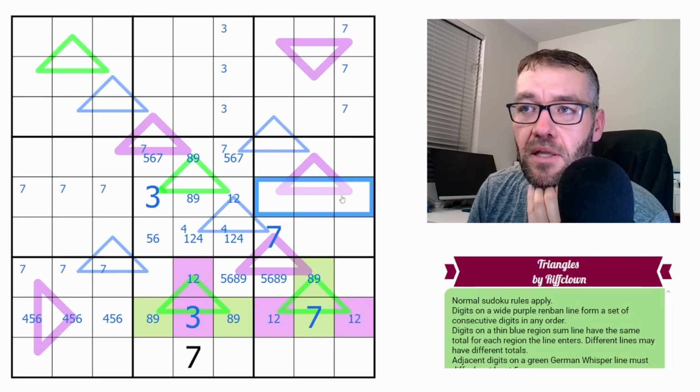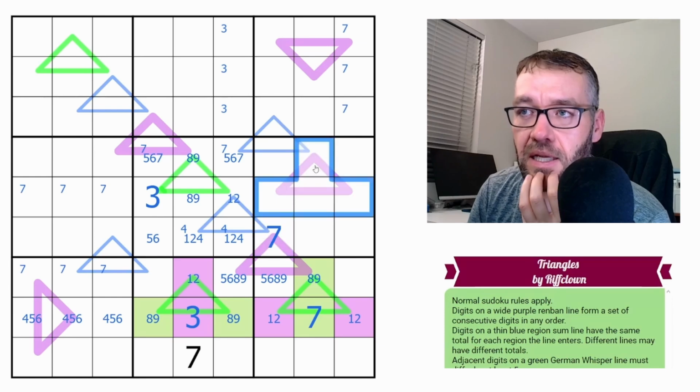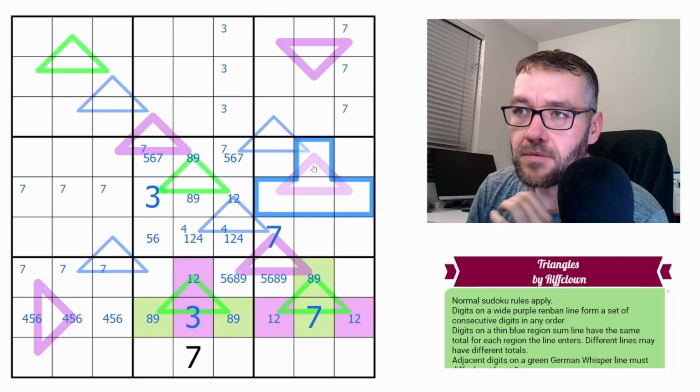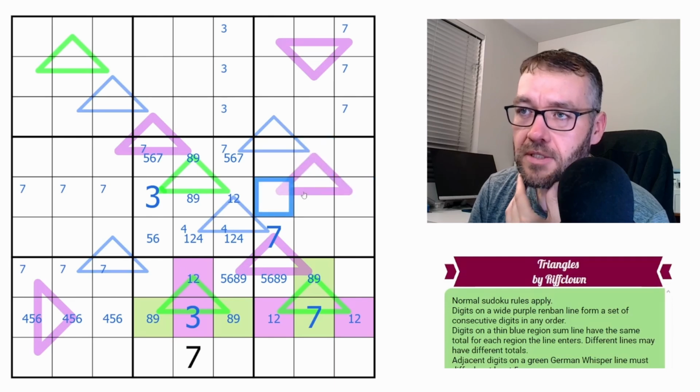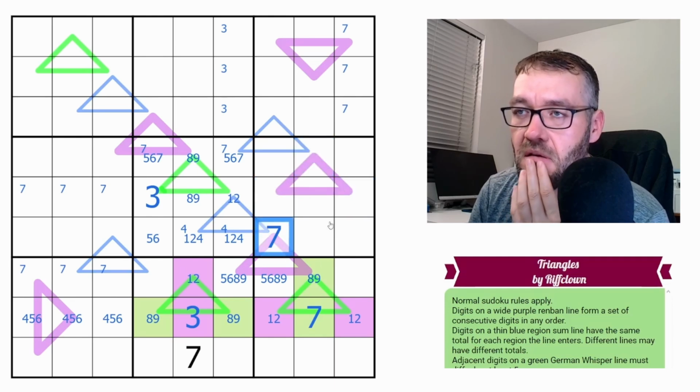What does that tell us? This 7 also tells us that 8 and 9 can't go on this line. This is either 1 through 4, 2 through 5, or 3 through 6. So 8 and 9 can't go on this line because we don't have a 7 to put on here because of this 7.